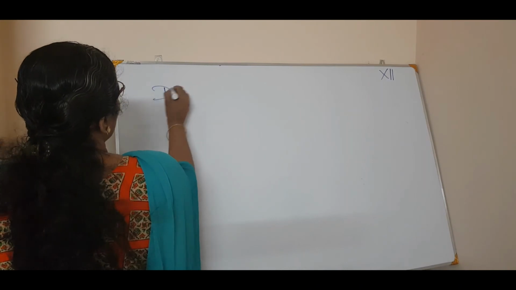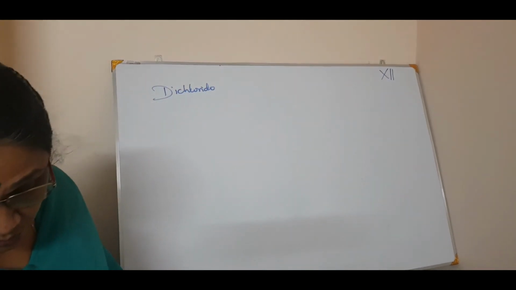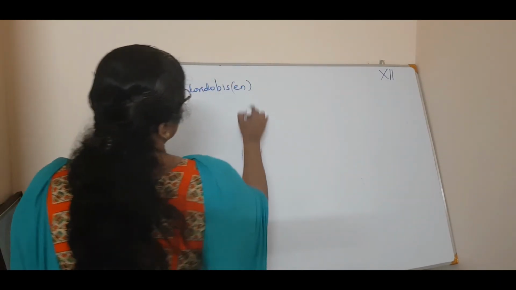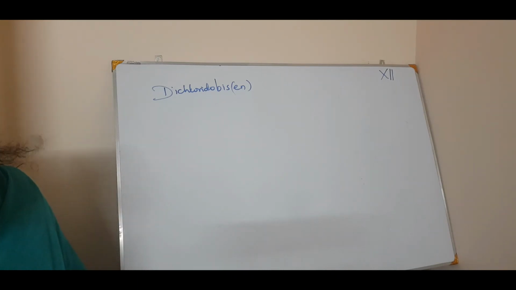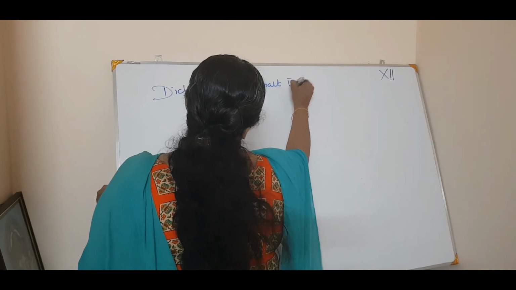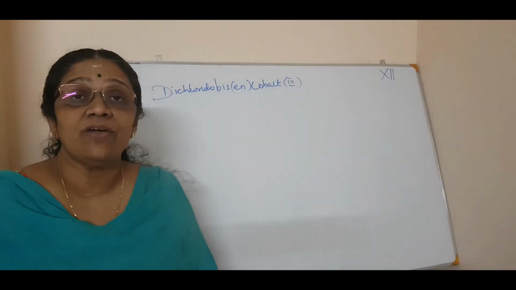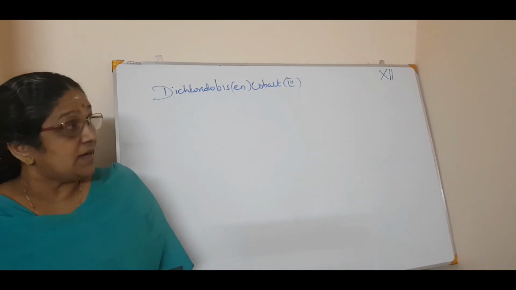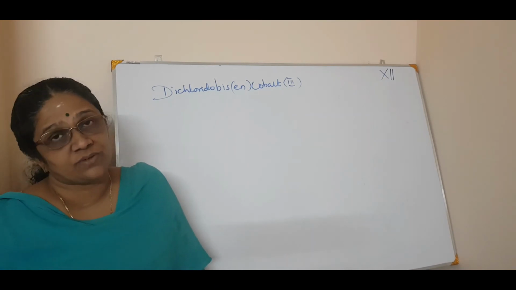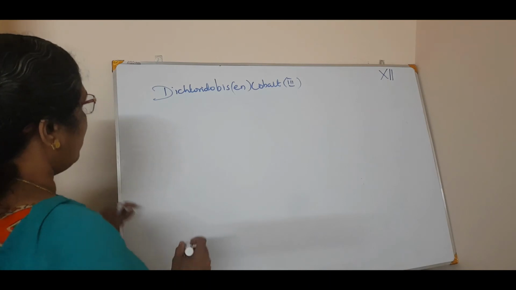Now the first is: dichlorido bis ethylene diamine cobalt 3. So this is the naming, and now we have to write it in a formula. The naming is given and then the question is asked, write the formula for this compound. So how will you write? Okay, write formula. What happens?